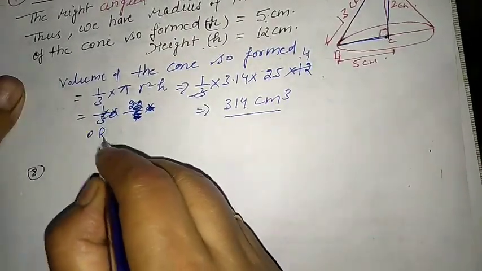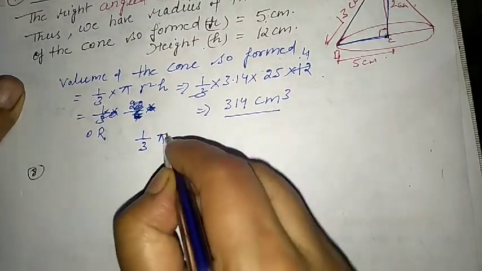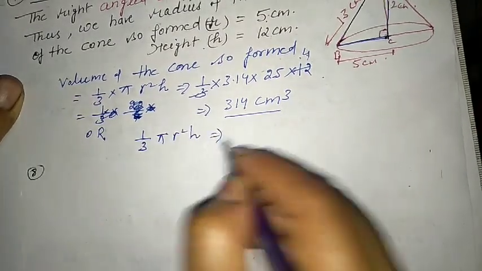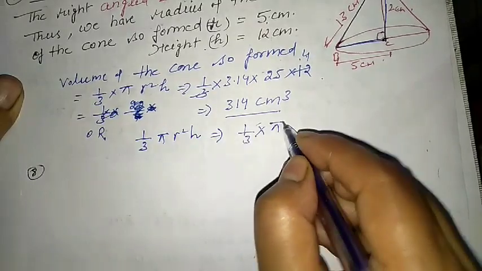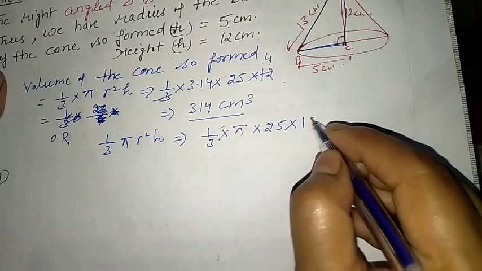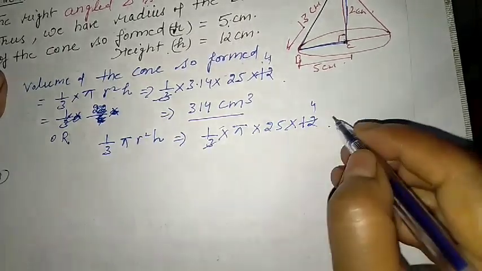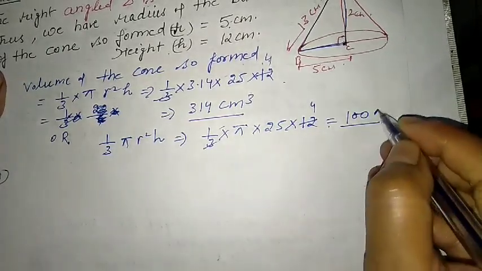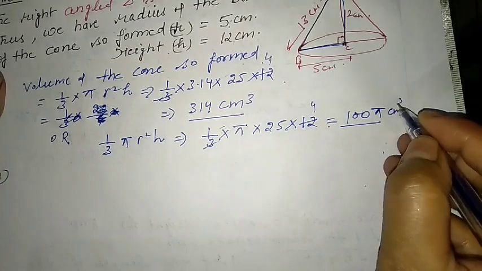Or 1 upon 3 pi r square h, no need to put the value of pi. r square we have 25, h we have 12, 25 fours are 100. So we have here 100 pi centimeter cube.